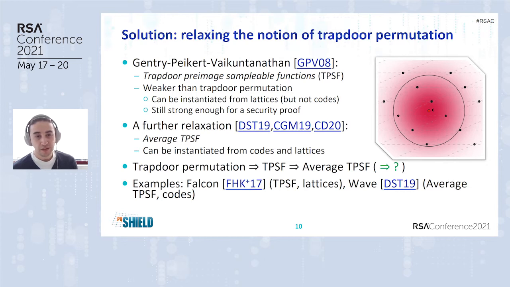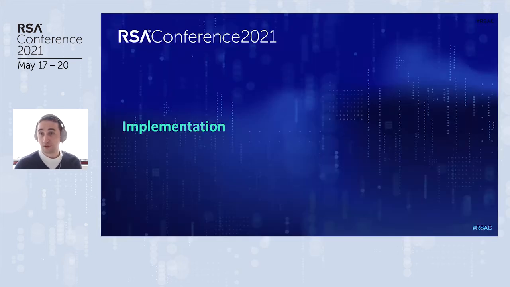And interestingly enough, one decade later, another relaxation called average TPSF was provided. The good news is that it allows for even more efficient instantiation from lattices, and in addition, it can also be instantiated from codes. Two prominent examples of schemes derived from this new paradigm are Falcon, which is based on TPSF and lattices, and Wave, based on ATPSF and codes. And this concludes my example and my section.